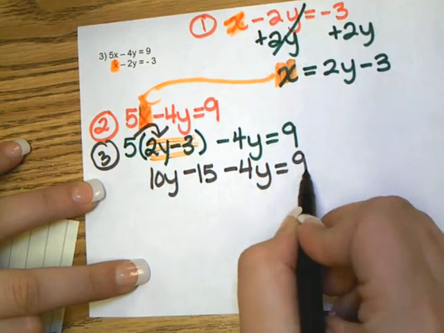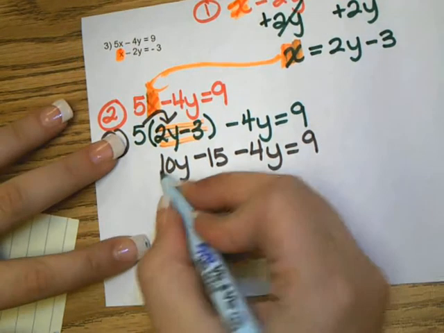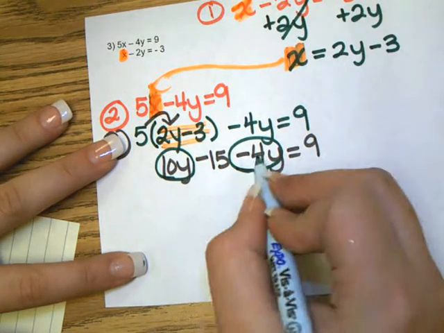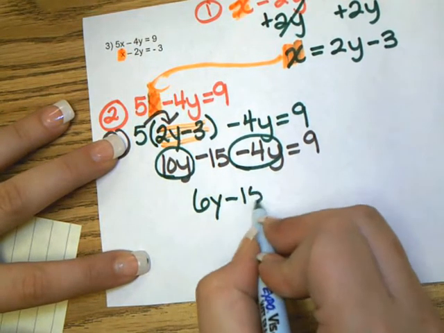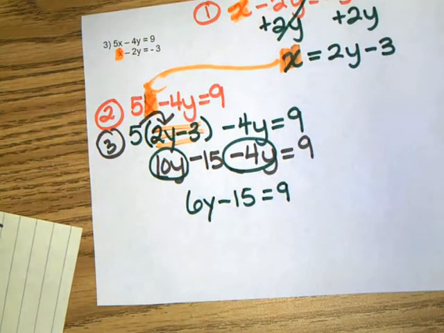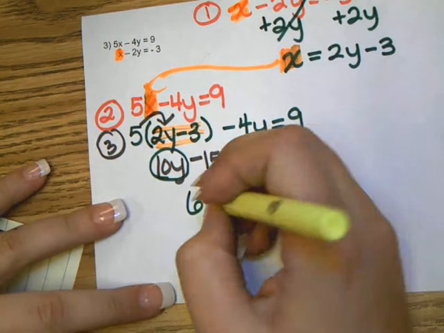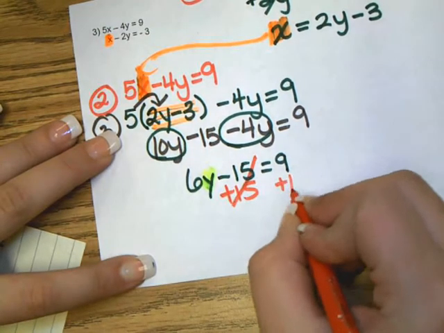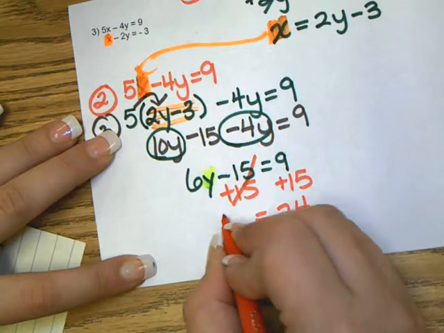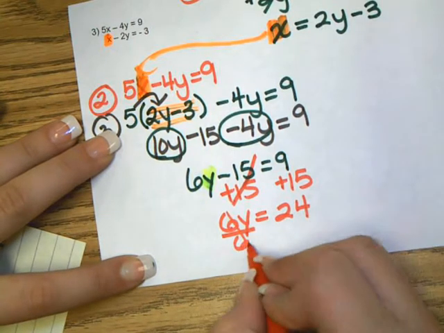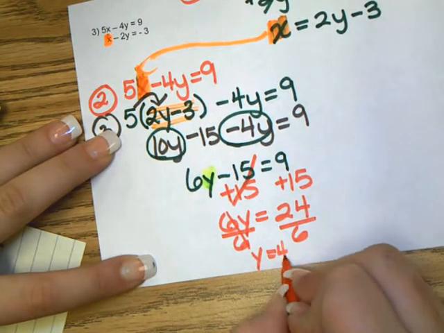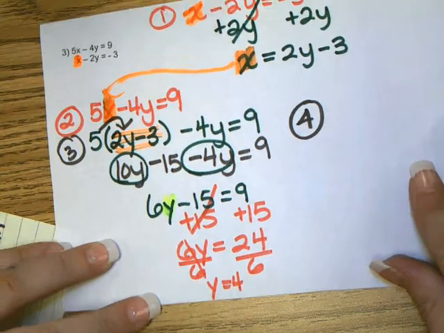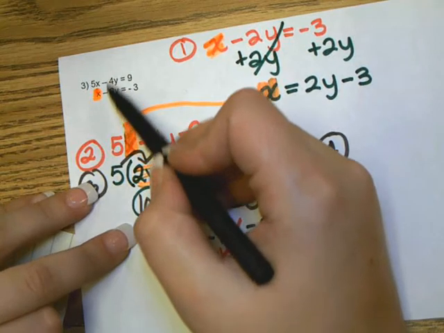Get what y is. So 5 times 2y is 10y. 5 times negative 3 is negative 15. Then bring down the negative 4y and everything else. Then we're going to combine like terms. So 10y and negative 4y, they're different, so we subtract and get 6y. And I'm trying to get y by itself. That's what I want to get by itself. So I'm going to add 15. And then divide by 6. And now we have 4 for y.